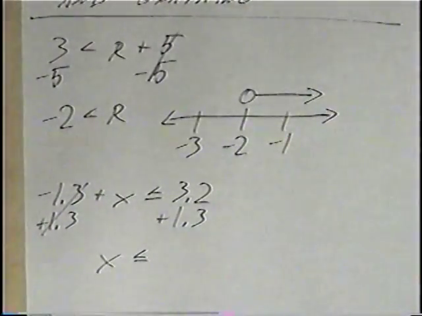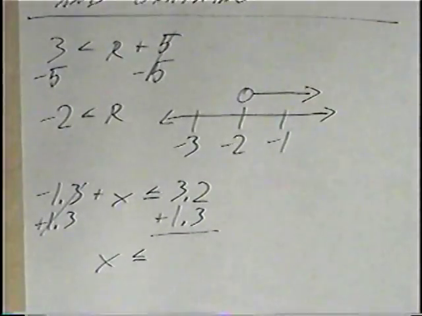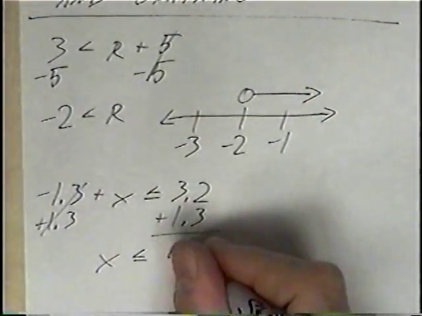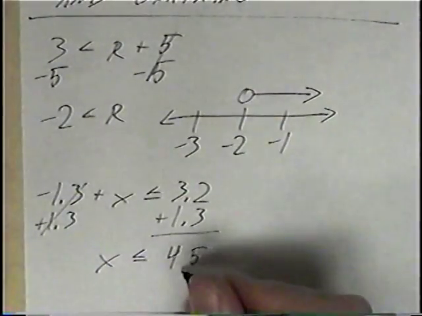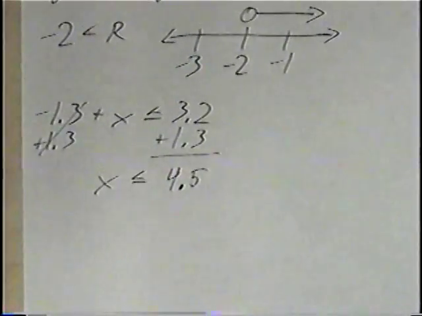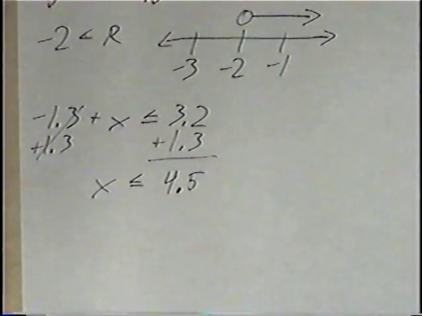X is less than or equal to. Adding decimals, we can just add straight down. 2 plus 3 would be 5. 3 plus 1 would be 4. And line the decimals up and come straight down to get 4.5. So we have x is less than or equal to 4.5.